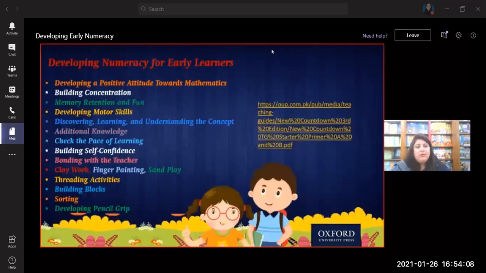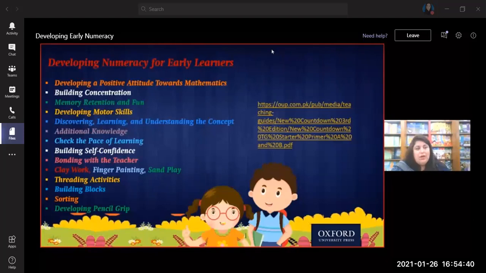I have my handout, which is going to be given to you, which focuses on developing a positive attitude towards mathematics. How you can actually work on building the concentration of students, because that's very, very important in toddlers. It's very difficult to actually attract them and keep them focused on any particular activity that we are doing in our sessions.